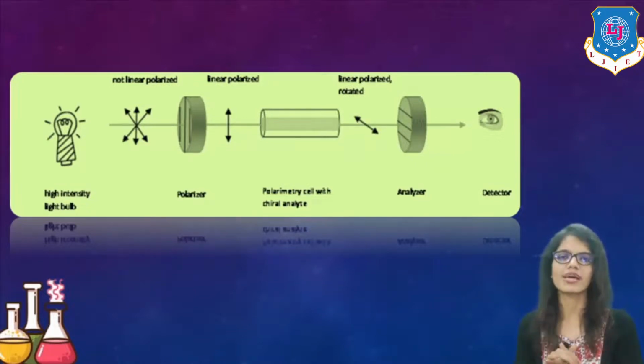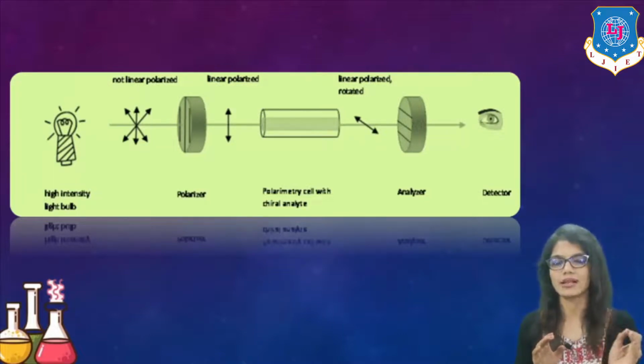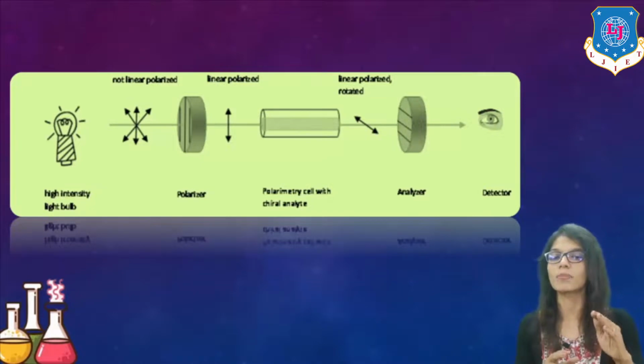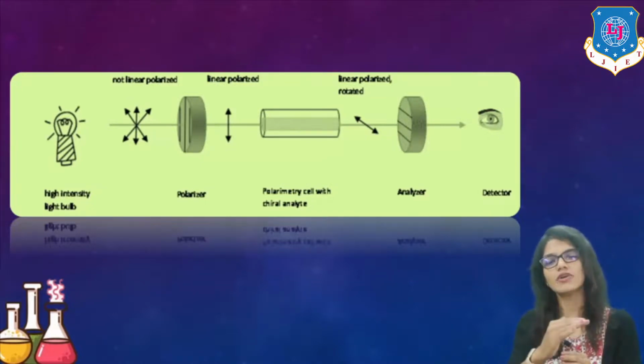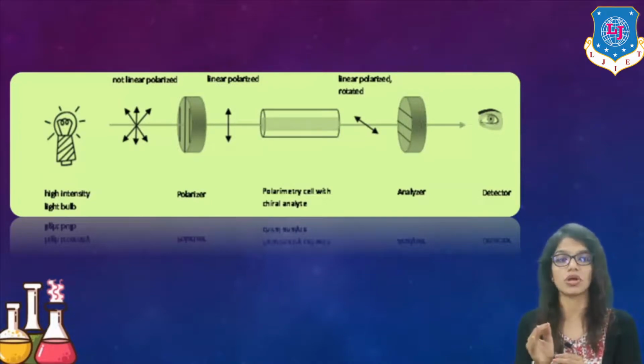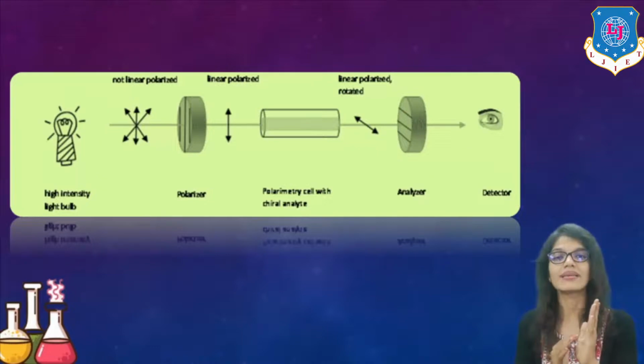After passing through it, it converts itself into plane polarized light. This plane polarized light is allowed to pass through a cell, known as the polarimetry cell or sample cell, which contains our sample. Now, if the sample is optically active, if it's a dextro form, then it will rotate the plane polarized light towards the right hand side. If it is a levo one, then it will rotate it to the left hand side, and if it is a racemic one, then the plane remains unchanged.